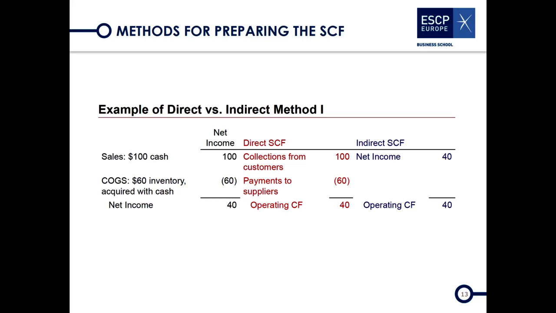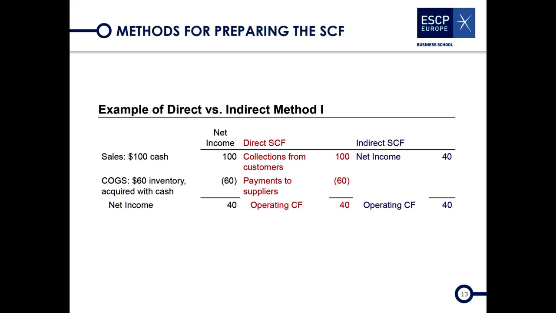The company further reports cost of goods sold, so expenses follow the revenue. This is the inventory that was shipped away, at 60, and the company this year also bought 60 of inventory and already paid for it 100% in cash. So in terms of the income statement, the net income is 40.